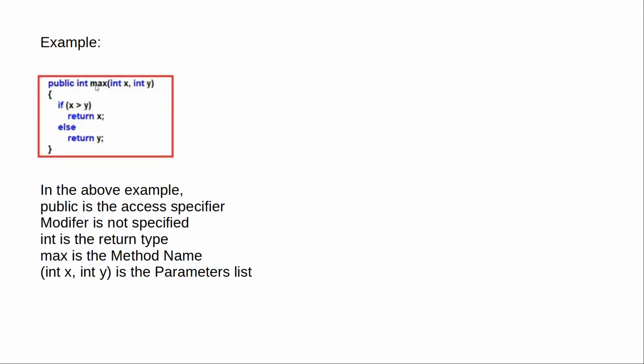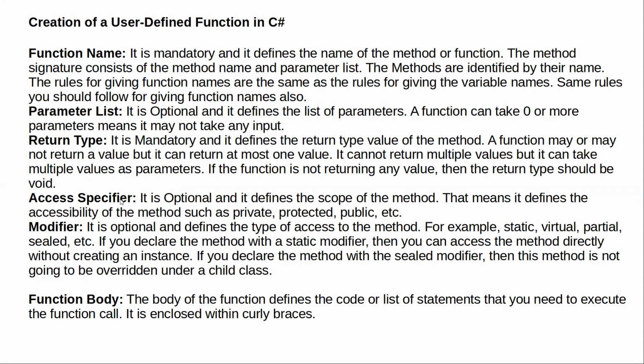So you're clear, right? The function name, the input parameters, and the output or return parameter. And this is the function body. Only this access specifier and modifier, these are the two things which you are not fully clear about. There is a reason why I'm not going into detail about this, but just remember that these two are optional.